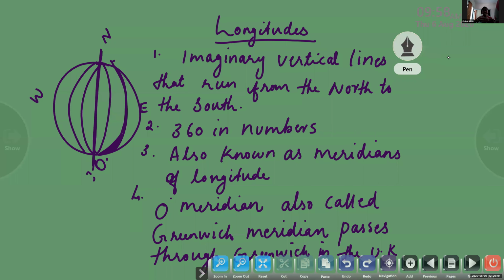Okay. Then, suppose you get a question like this, define longitude for 1 mark. What do you have to write? Longitudes are imaginary vertical lines that run from the north to the south. Okay, very good. Then second point, 360 in numbers: 180 in the Western Hemisphere and 180 in the Eastern Hemisphere. Total we have 360 longitudes, right? Got the point? Then, longitudes are also known as meridians of longitudes.